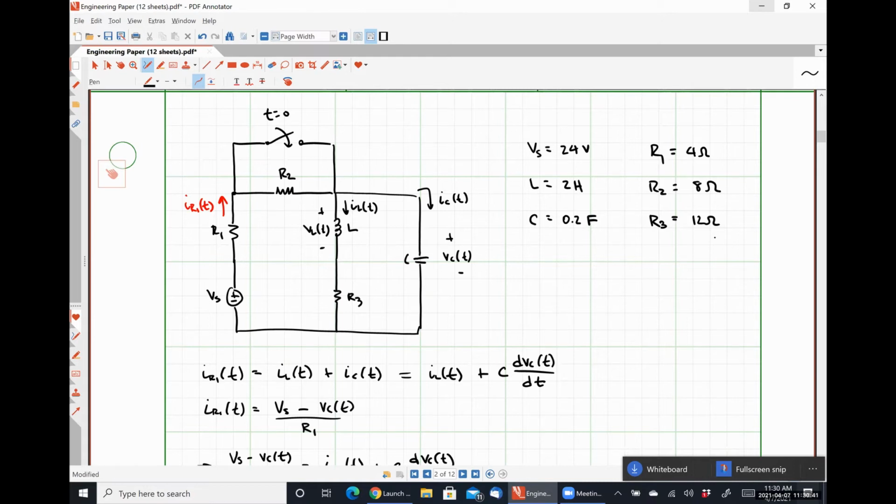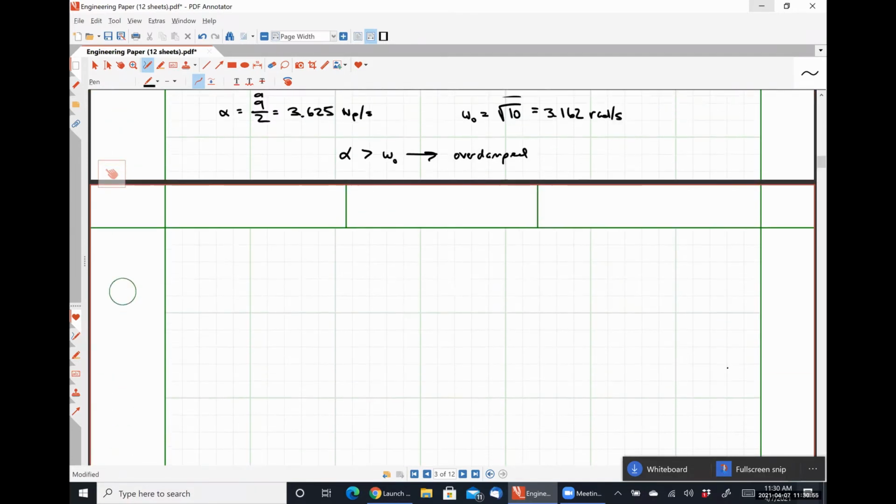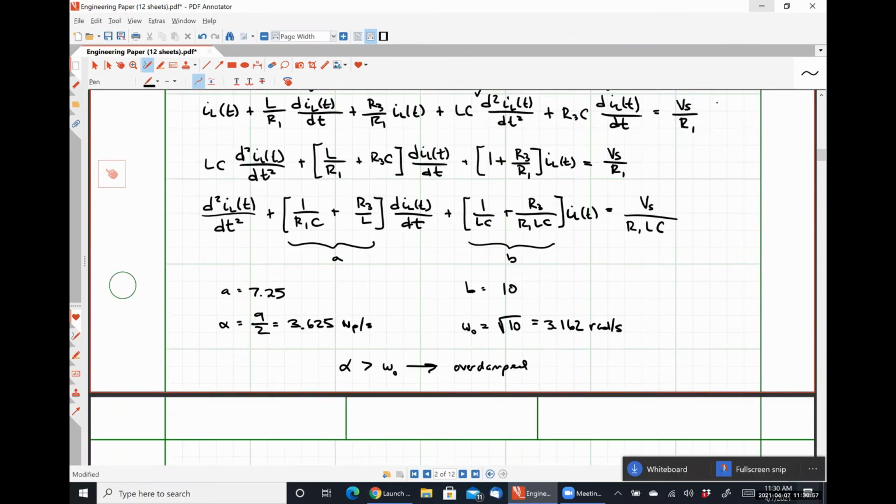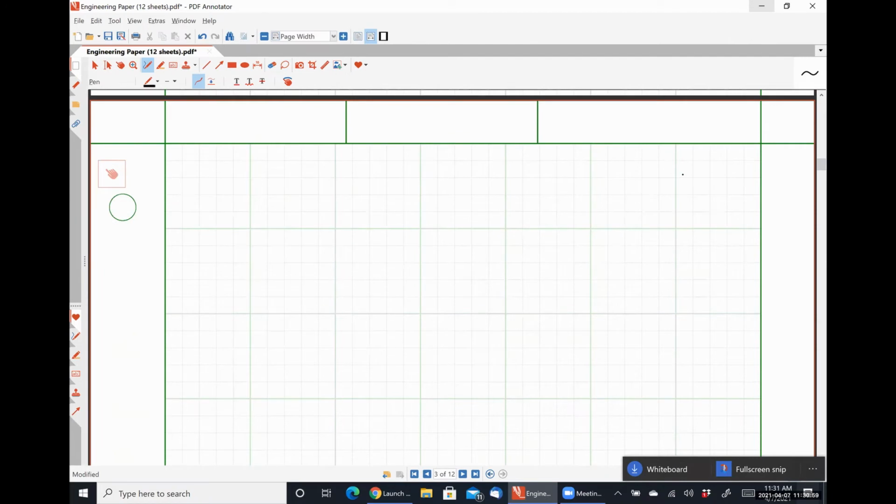So in order to solve for IR1 of t, based on what our previous analysis says, we're going to need to know what the inductor current is and what the capacitor current is. So we're going to have to put in some work here, right? Actually, let's start by analyzing the circuit at t is equal to 0 minus, then 0 plus, then infinity, and then work towards getting it.